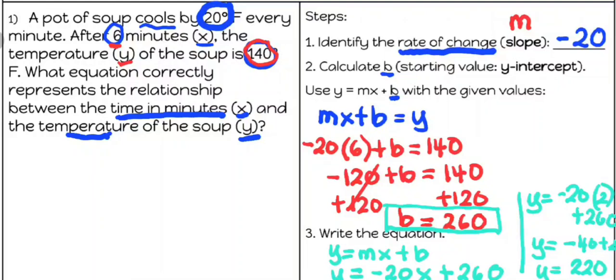How about if it's 6? Let's check if it's 140. Negative 20 times 6 is negative 120. 260 minus 120, that is 140. So our answer is right.